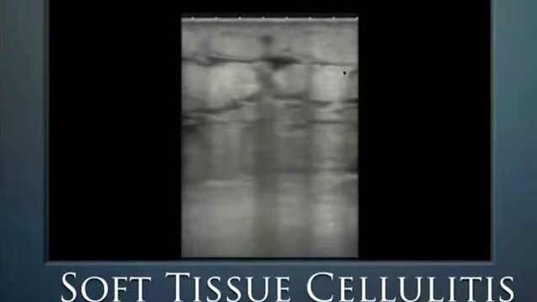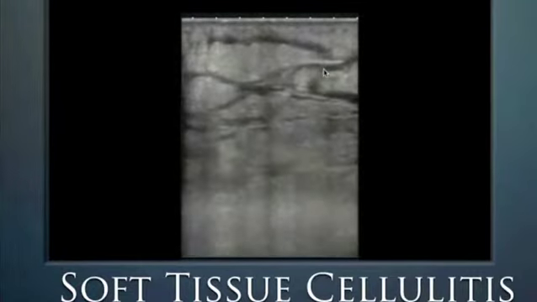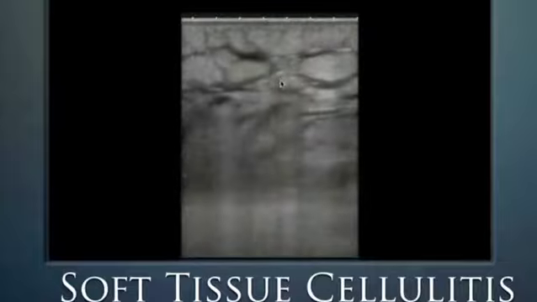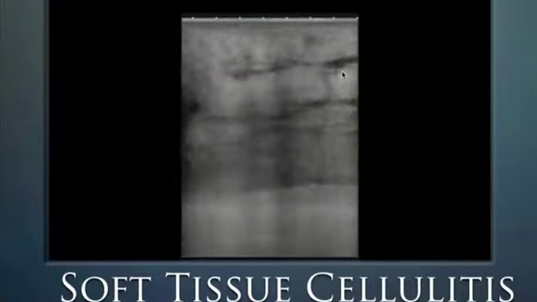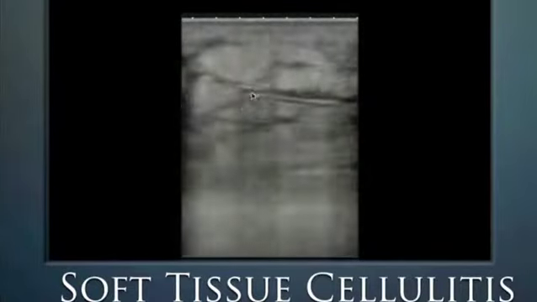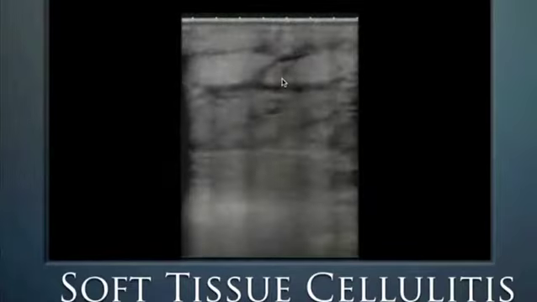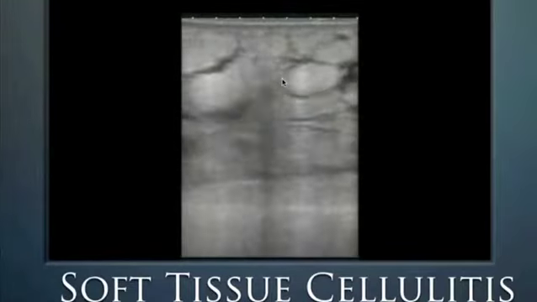Here's another example of prominent cobblestoning. We can see very hyperechoic areas outlined by the hypo or even anechoic edema seen between the areas that clearly demonstrate cellulitis.